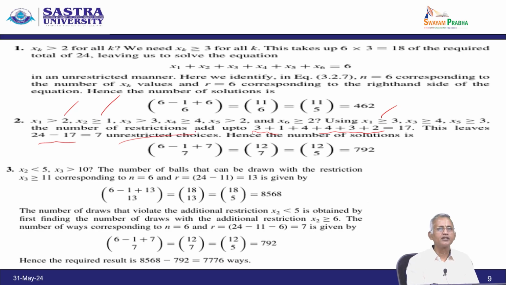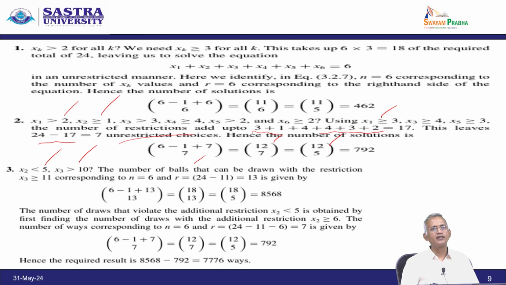Hence, the number of solutions is n minus 1 plus the number you have taken, C 7. So, here 6 minus 1 plus 7, 6 minus 1 is 5, 5 plus 7 is 12, 12 C 7. 12 C 7 and 12 C 5 are equal, therefore, the value is 792.